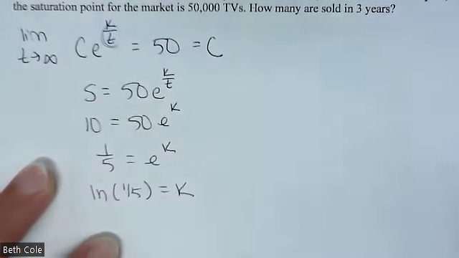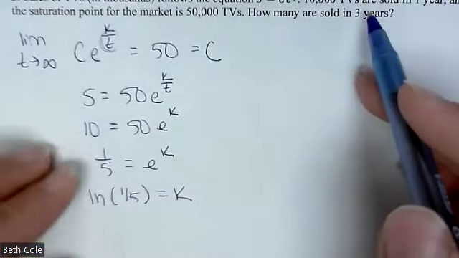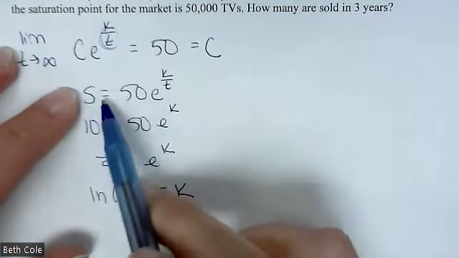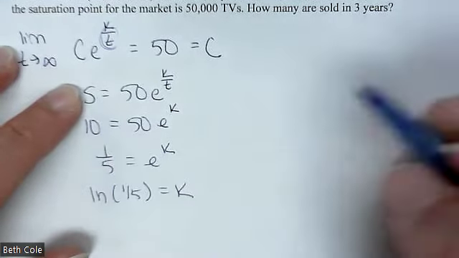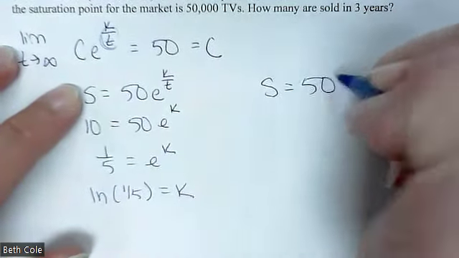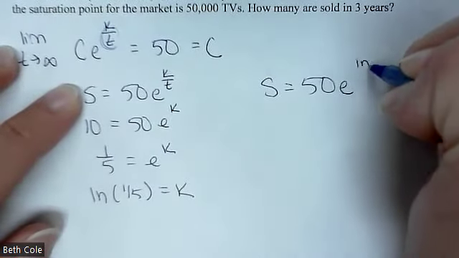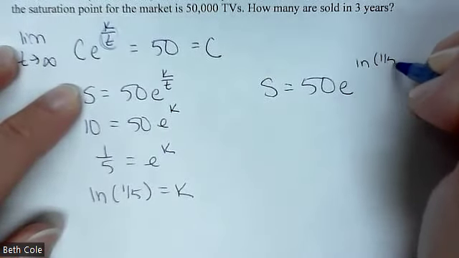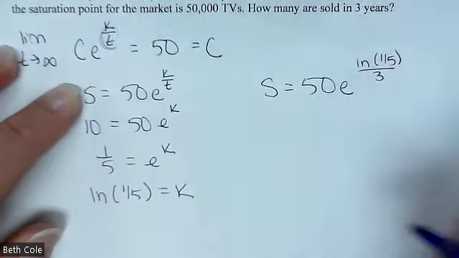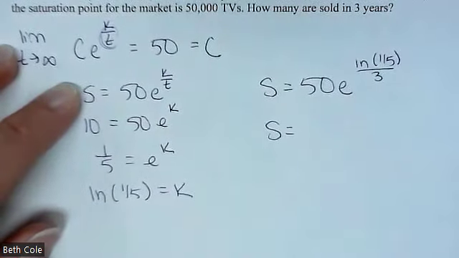ln, don't bother typing it in. How many TVs get sold in 3 years? You're going to come back to this original equation. S equals 50 e to the power, that thing, ln of 1/5 over 3. Slam that in your calculator. You're going to get the number of TVs.